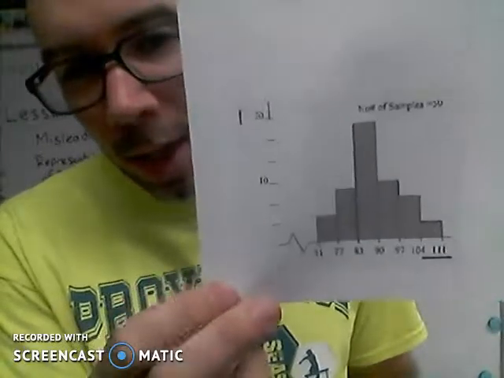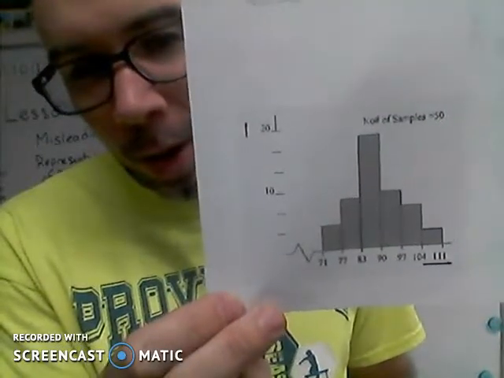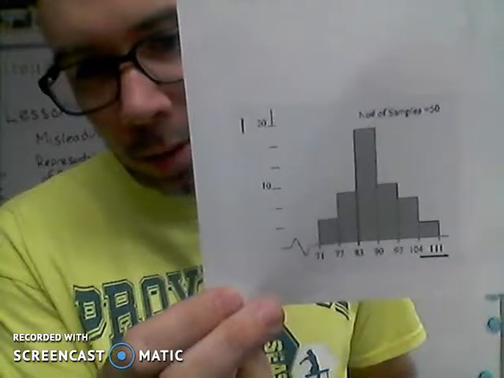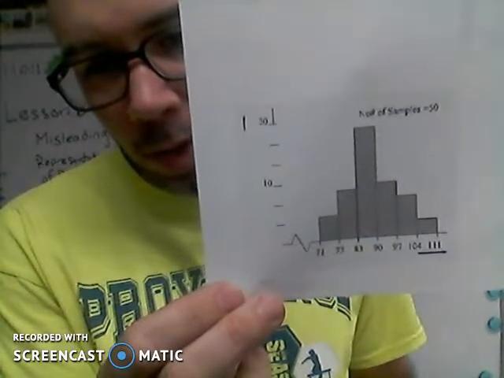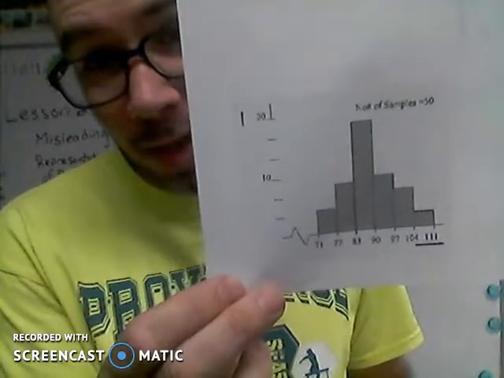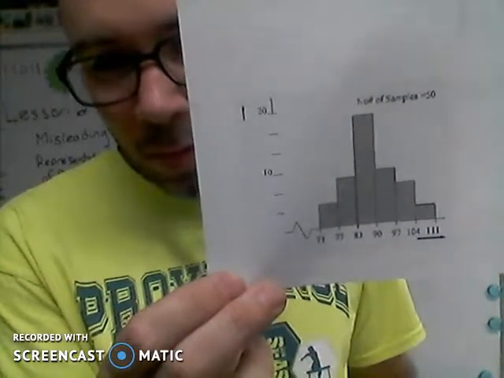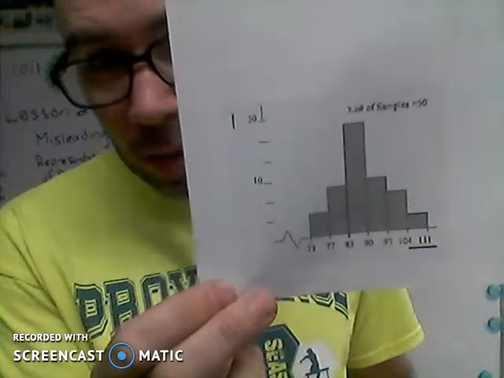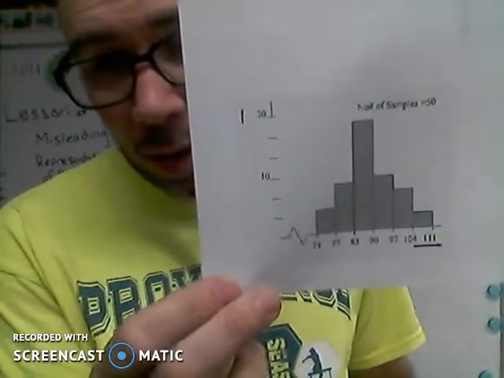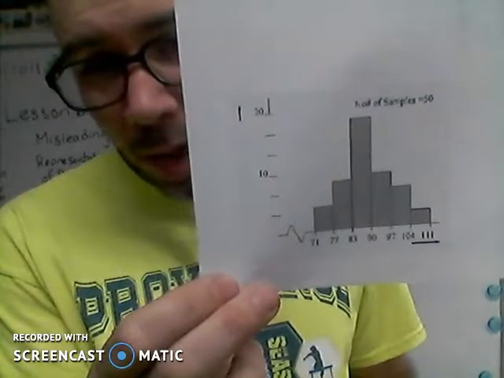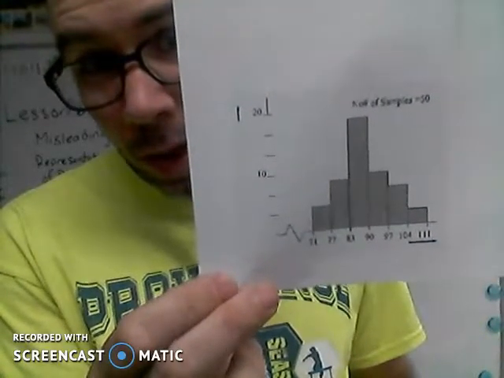Now I want you to look at the intervals there, like how far apart the dashed lines are, so that each bar represents a certain different amount. So from 71 to 77 is only 6 units. From 77 to 83 is 6 units. But 83 to 90 is 7 units. So really the bars are not equal width.